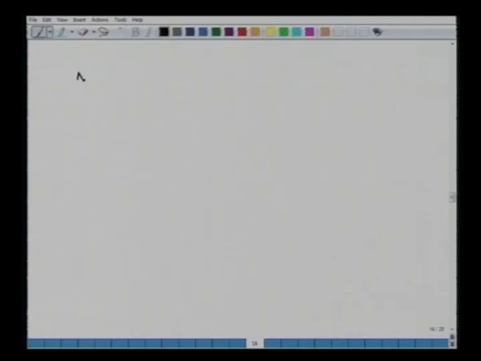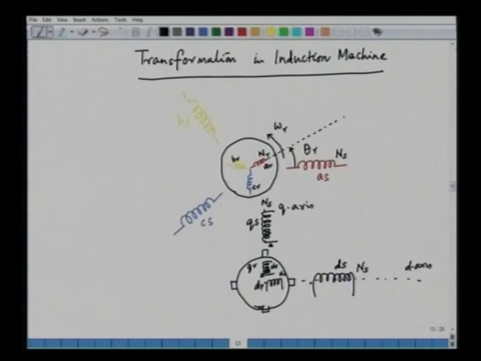So, we can write down the equation of the MMF in the D axis. We can say that NS IDS is the D axis MMF produced by the DQ winding in the stator, and that is equal to NS into IA plus IB cos 120 plus IC cos of 240 degree. Now, the MMF produced by the D axis stator will be the same as the MMF produced by the ABC stator in the D axis.